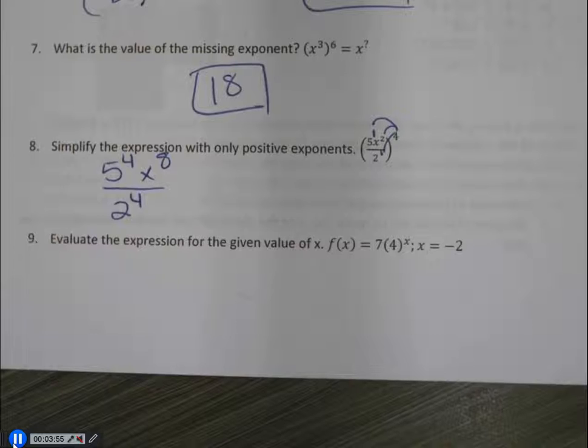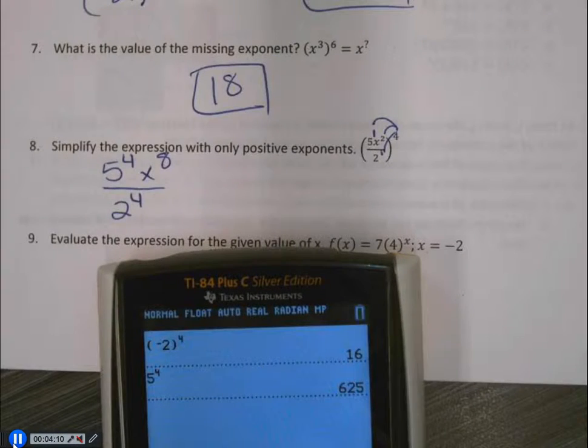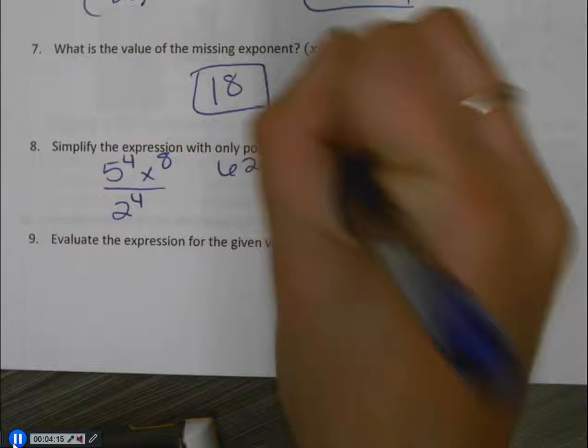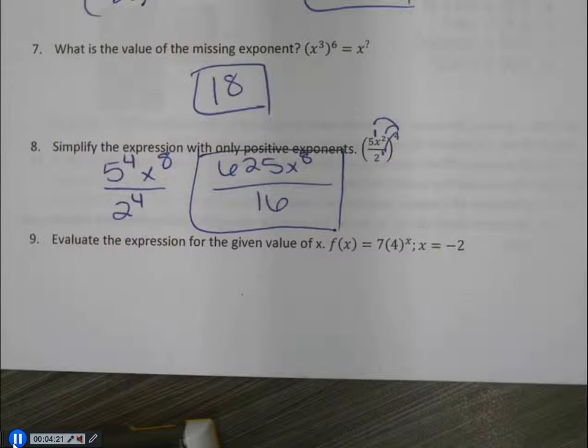What is 5 to the 4th power? 625. And I know from the last problem that 2 to the 4th is going to be 16. So this would be my answer. Questions on number 8? 2 to the 4th power is 16. So if I typed it in the calculator, I did 2 times 2 times 2 times 2.